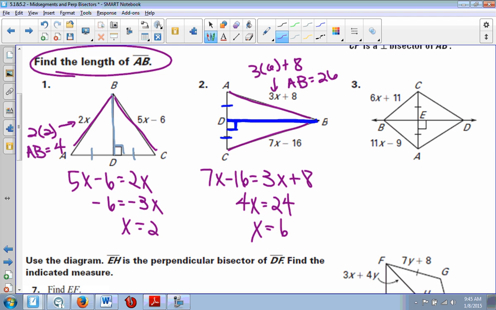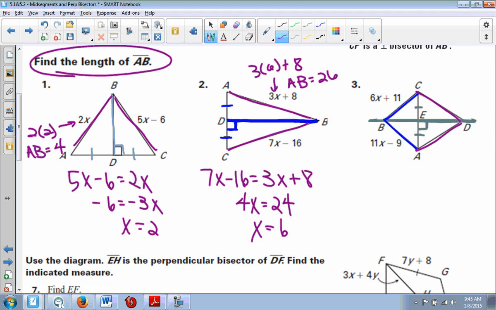Number 3 is done just like the two previous. BD is a perpendicular bisector. It cuts the segment in half, and it meets at a right angle. Meaning that there are 2 sets of congruent line segments up here. C to B and A to B, and also D to C and D to A.